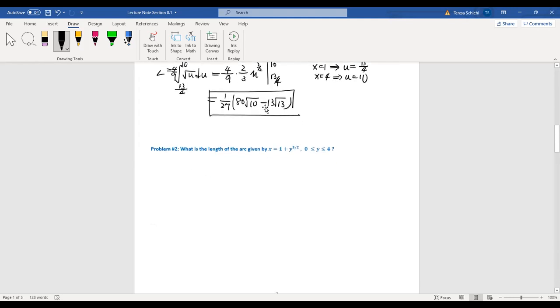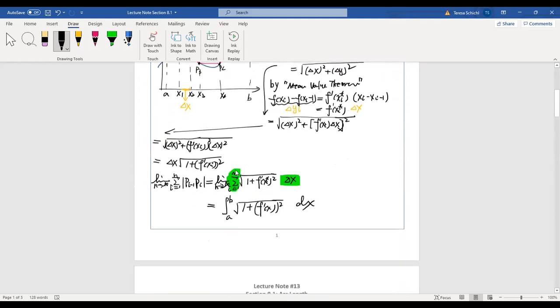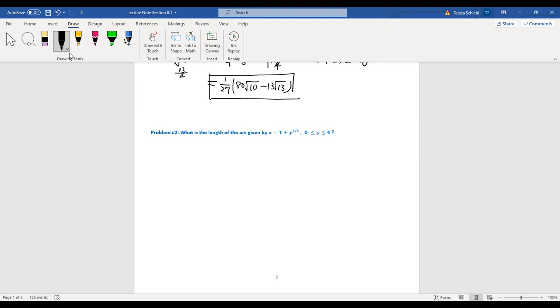Okay, now let's take a look. What is the length of the arc given by x equals 1 plus 1/3 y to the 3/2? So this is the formula we just talked about, the green ones, right? If x is a function of y, then instead of integrating with respect to x, we need to integrate with respect to y here, all right? So now let's do the same thing here. We'll say dx/dy. So take the derivative with respect to y. So what is this one? It's 3/2 y to the 1/2. Correct? Okay. So now we will have L equals the integral for y from 0 to 4 of the square root of 1 plus (3/2 y to the 1/2) squared, dy.